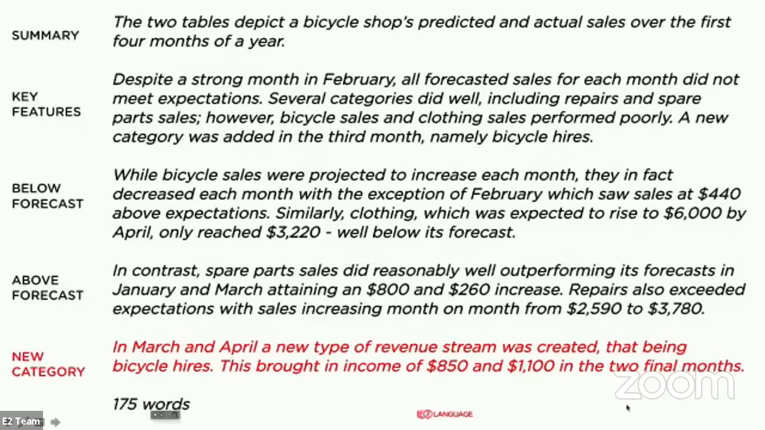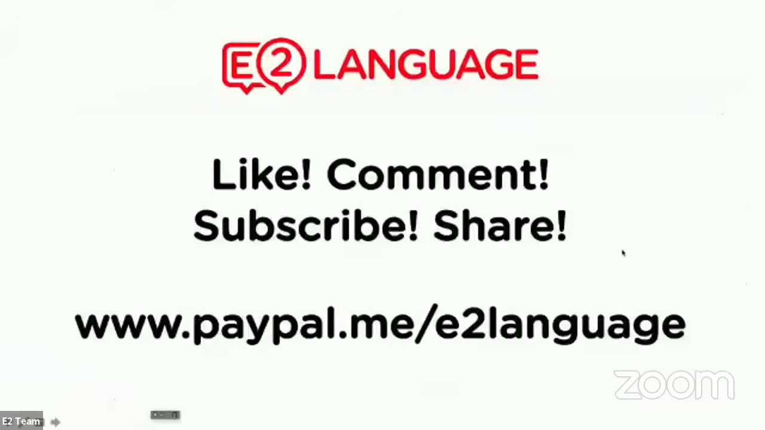I wrote, "In March and April, a new type of revenue stream was created, that being bicycle hires. This brought in income of $850 and $1,100 in the final 2 months." Wham, bam, thank you, ma'am. This is my description there of the 2 tables.